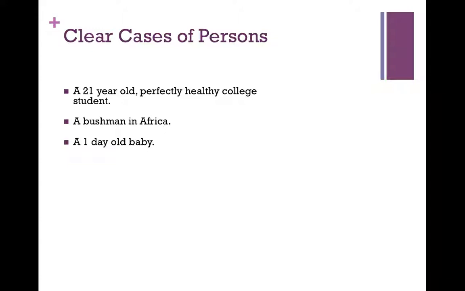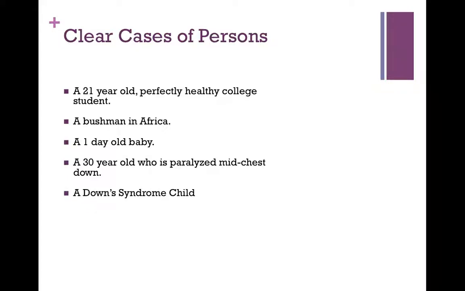What about a one-day-old baby? Would a one-day-old baby have a right to life? And I think, at least intuitively, most everybody I've ever asked has said, yes, a one-day-old baby, of course, has a right to life. What about a 30-year-old who's paralyzed? Let's say from the neck down, they can't move and they're confined to a bed. Are they a person? Yes, they're a person, of course. How about a child with Down syndrome? Again, I would say a child with Down syndrome does have a right to life. How about a 94-year-old grandmother suffering from dementia and Alzheimer's? Would she be a person? Does she have a right to life?